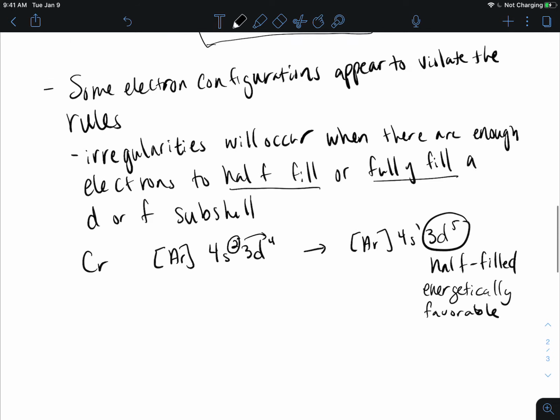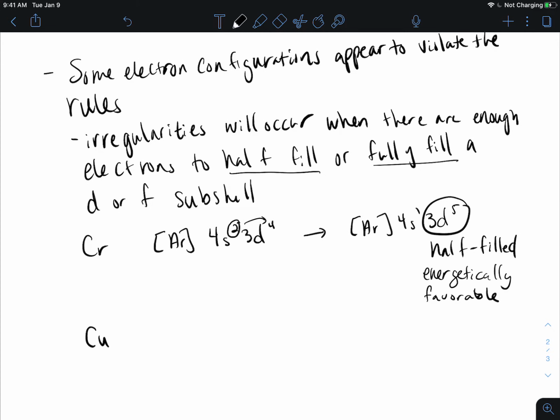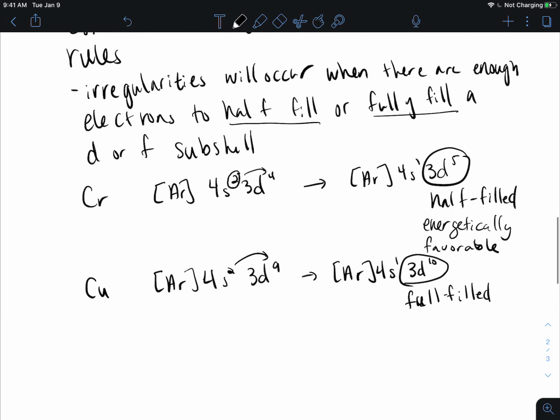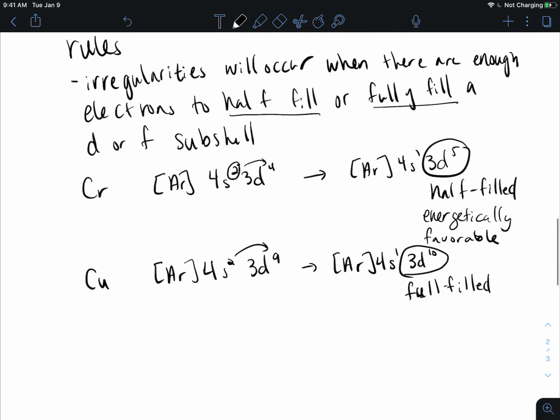Okay, we see the same thing in copper. So copper, you would expect it to go [Ar] 4s2 3d9, but instead we're going to promote one of these, so that we can get that full filled state. Again, energetically favorable. And then if we look down in our F block elements, we can look at gadolinium.